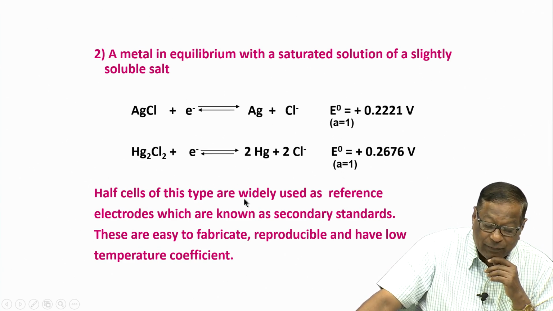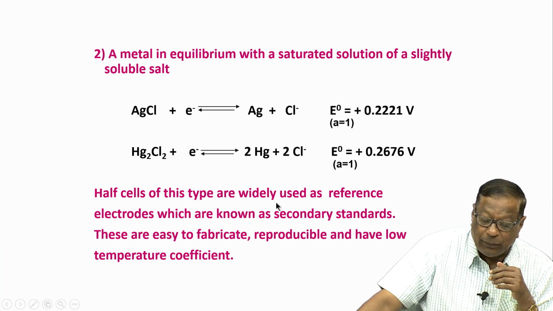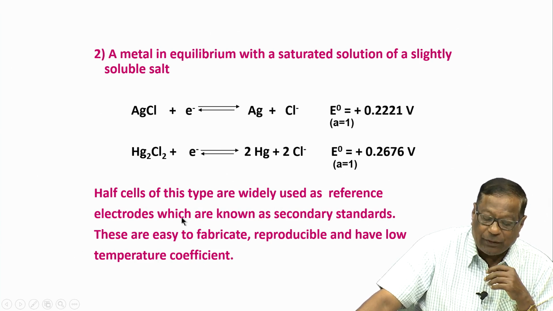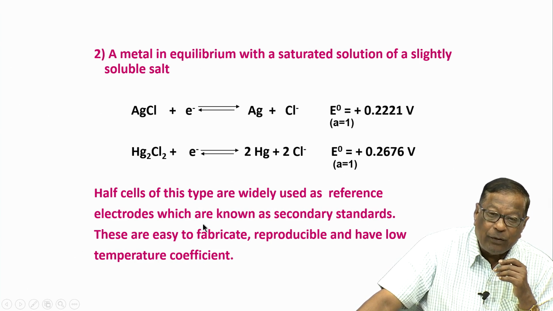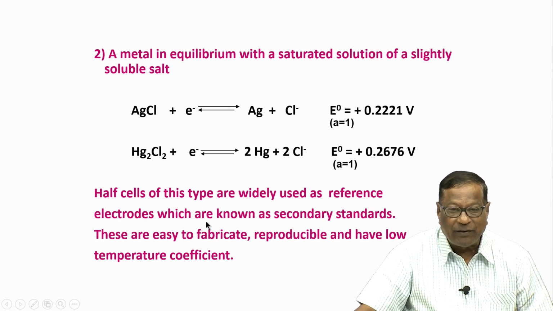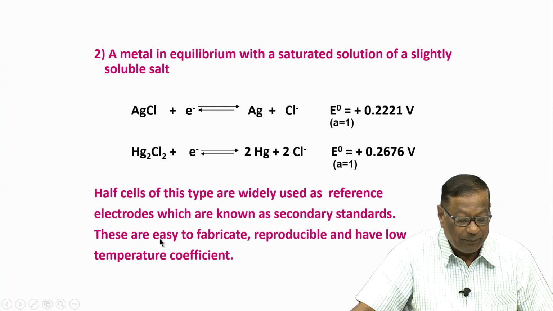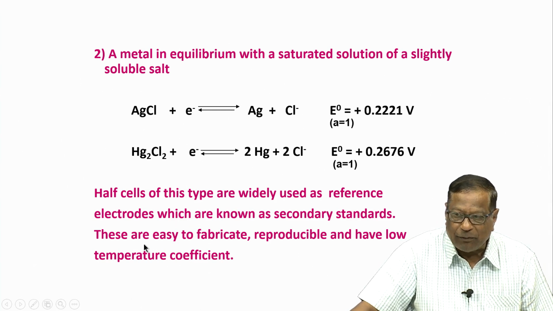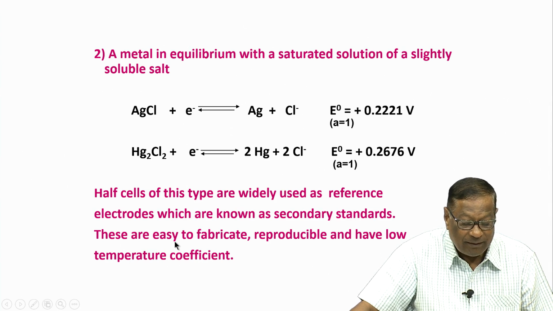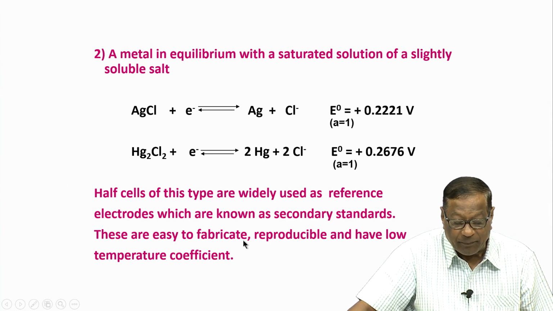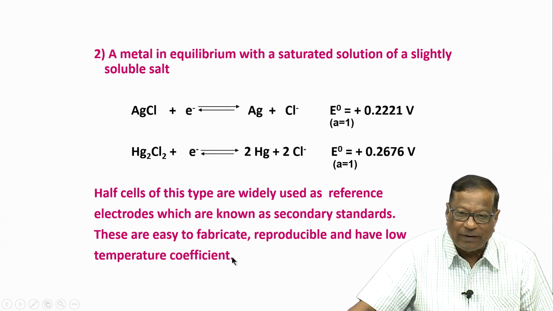So, half cells of this type are used as reference electrodes and known as secondary electrode standards. I will explain to you later, just give me a few minutes, I will explain. These are easy to fabricate and reproducible and have low temperature coefficient.